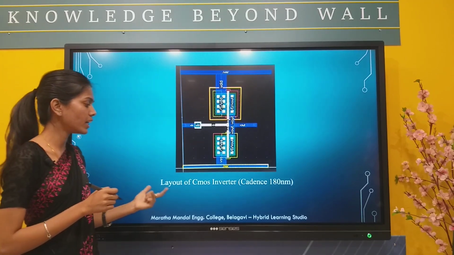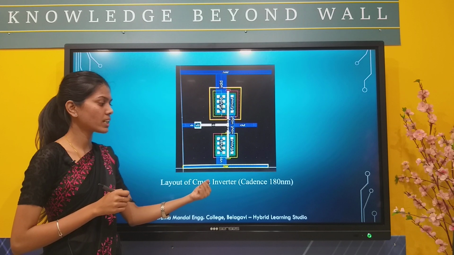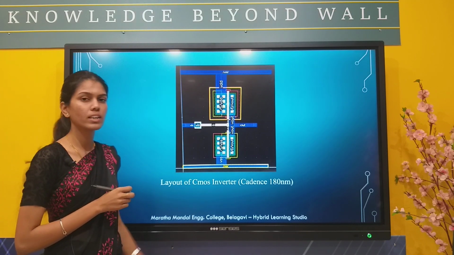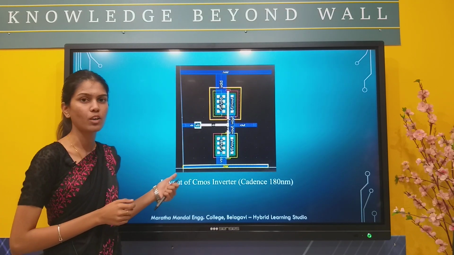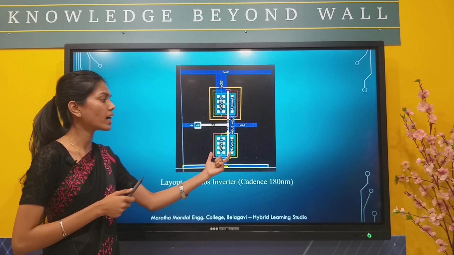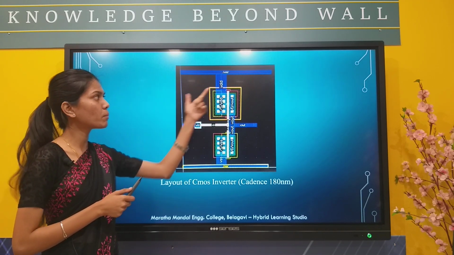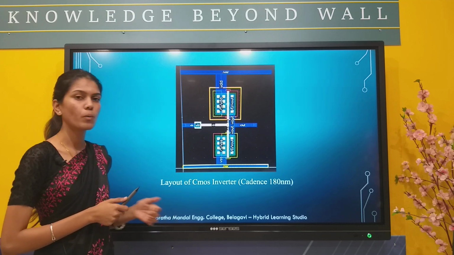This is the layout of the CMOS inverter, which I have drawn using the Cadence software, in 180 nanometer. Here this is the PMOS and the NMOS. I have constructed the same stick diagram in 180 nanometer.